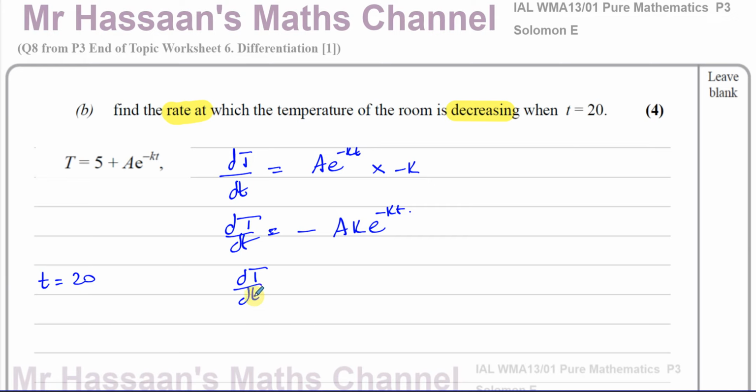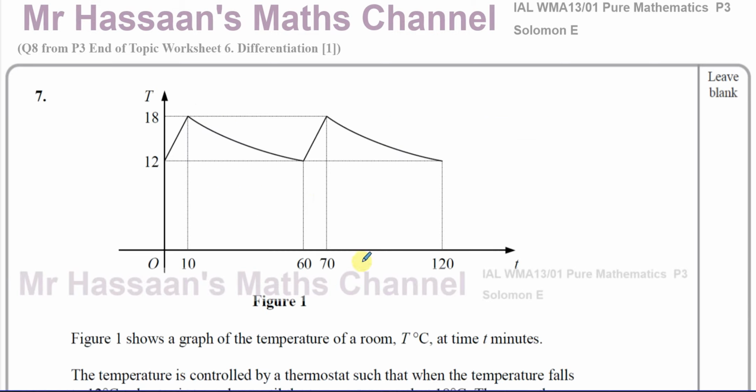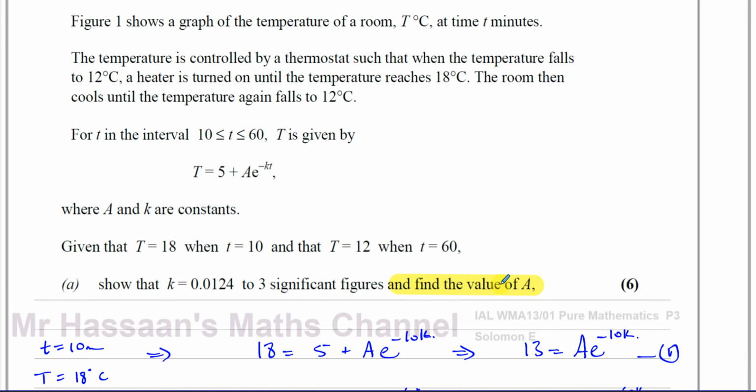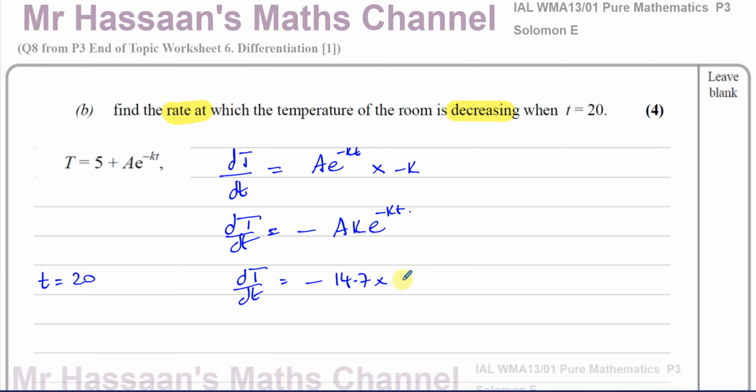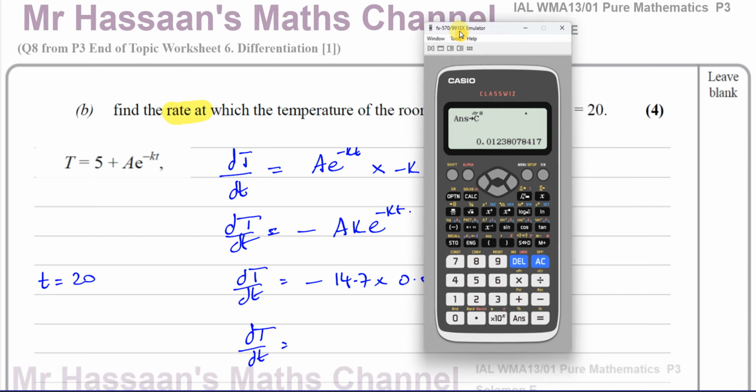So in this time we can say it's going to be minus A, which we worked out as 14.7, times k, which we worked out as 0.0124, times e to the power of minus 0.0124 times 20. Okay, so we can use these values if you want to. I'm going to actually use the more precise values that I've stored in my calculator.